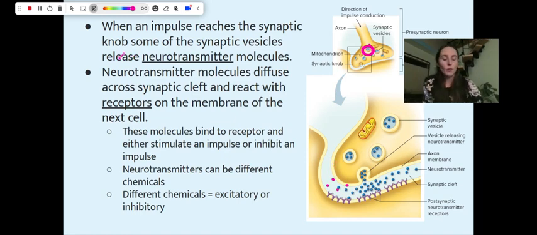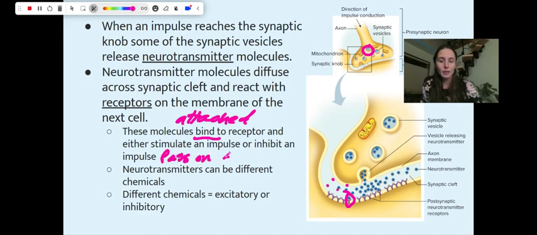Once that happens, those molecules diffuse across that membrane where they can attach to some receptors on the membrane of the next cell. So if they can attach, they are binding, right? So they are attached to that receptor, which is either going to stimulate an impulse or inhibit an impulse. So it's either going to keep passing on that signal, or not have that signal happen, or stop it.